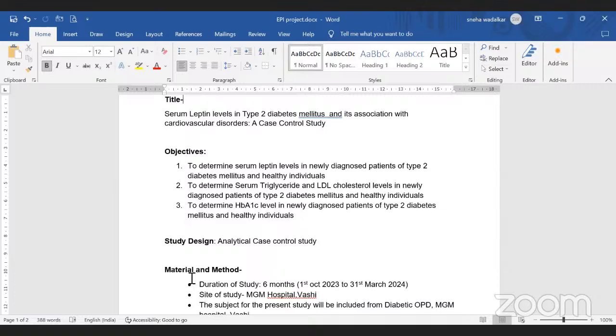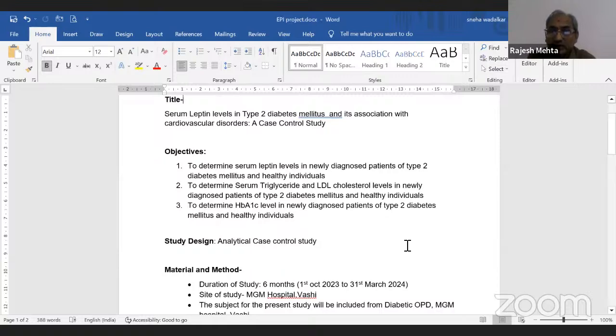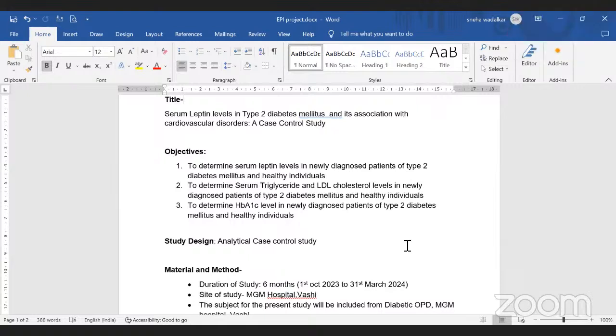Yes, sir. So you will be selecting the people suffering from cardiovascular disease or suffering from diabetes mellitus. What do you mean? From diabetes mellitus, sir. See, you are confusing two things in a single thing. In your case, what is your case? Diabetes mellitus. So your study means that in diabetes mellitus, leptin levels are higher. That is what you mean to say, right? Yes. So your diabetes is the case, and the cardiovascular disorder association you can avoid in the title.